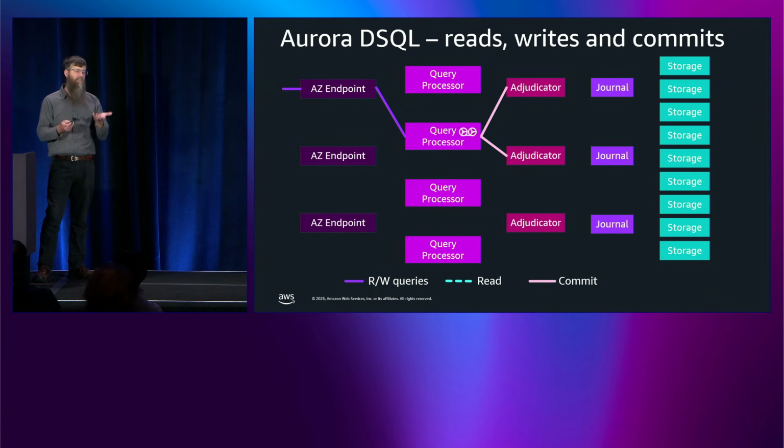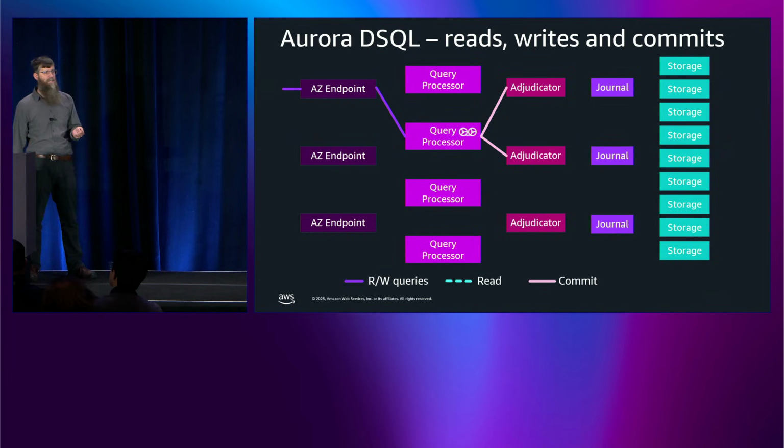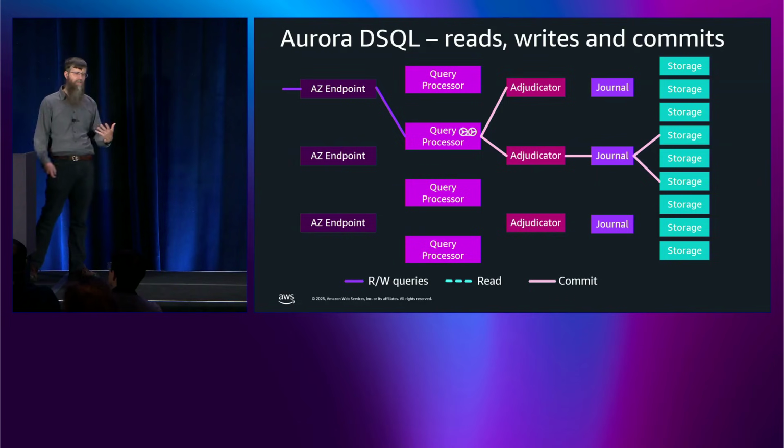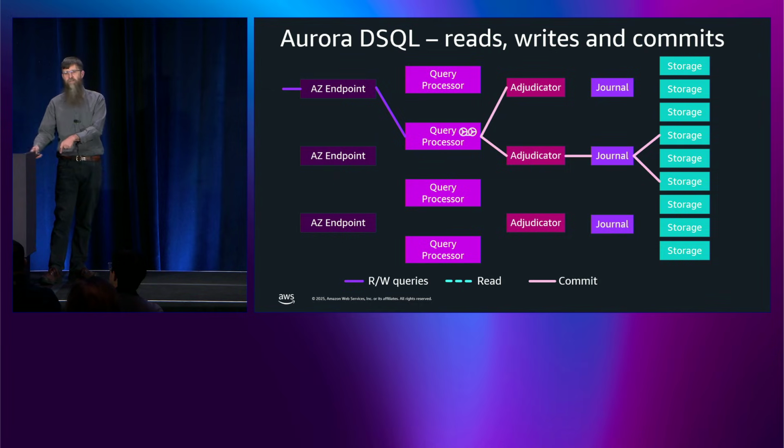The adjudicator says, okay, you can commit this one, Tim, that's fine. So then we send those spooled writes to one of the journals. The journals are storing these logs across multiple AZs. And then the journal is going to push whatever updates it needs to the storage shards that are impacted. Not all of them, only the ones that are impacted by the things that we're changing. That's important for scalability as well.